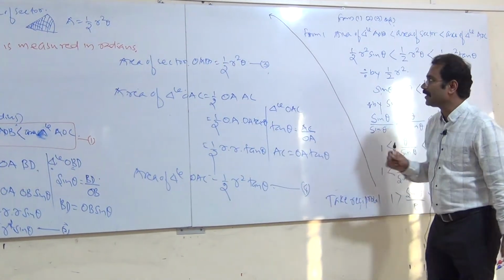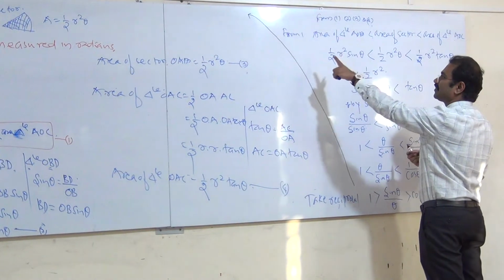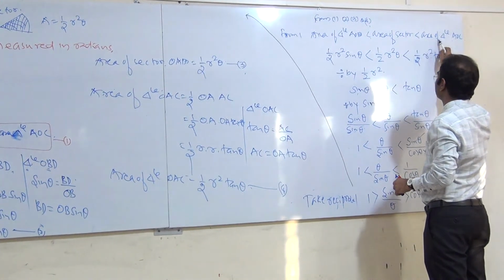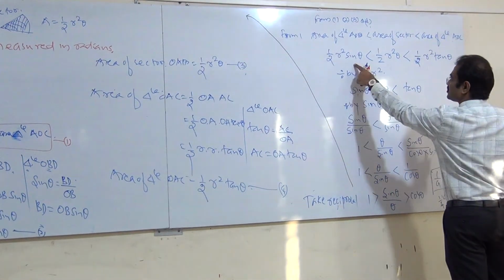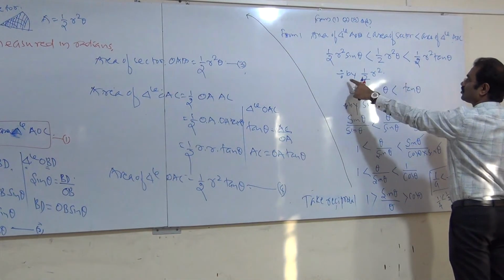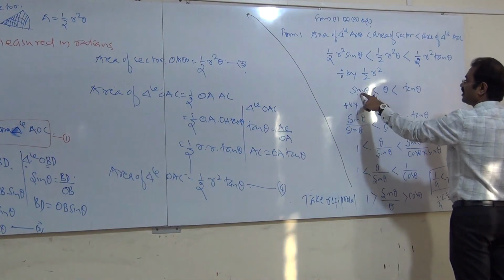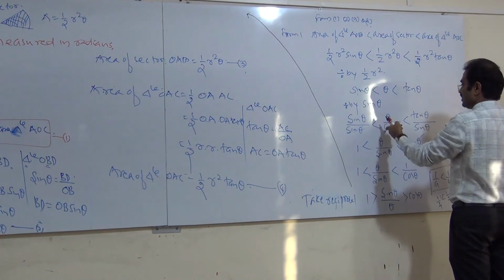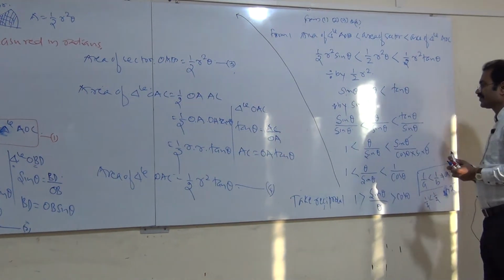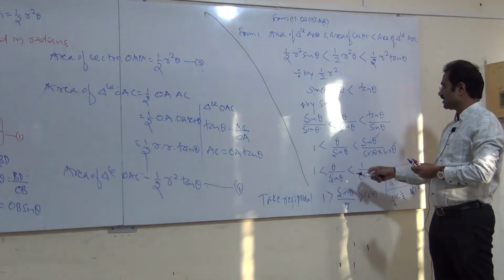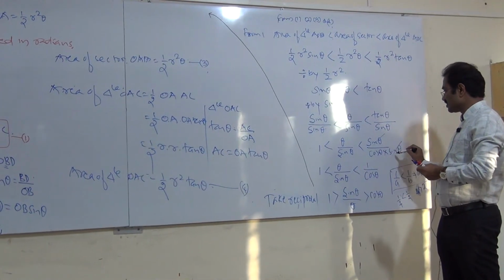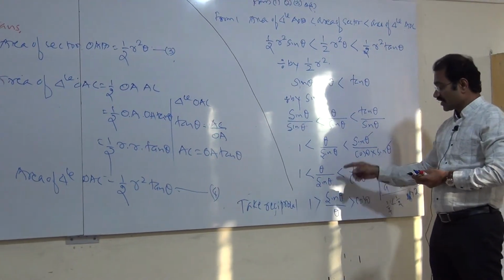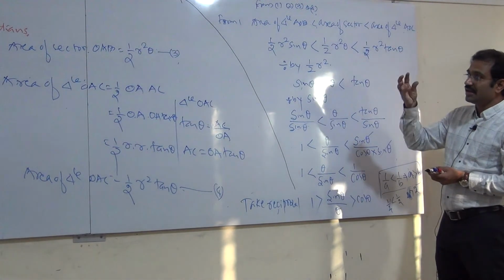I have calculated, according to statement number 1, area of the triangle AOB is less than area of the sector less than area of the triangle AOC. I have substituted the values, and all of them are divided by 1 by 2 R square. We get sin theta less than theta less than tan theta, divided by sin theta: 1 less than theta by sin theta less than 1 by cos theta, sin theta cancels. This is the answer. Actually I want to find sin theta by theta.